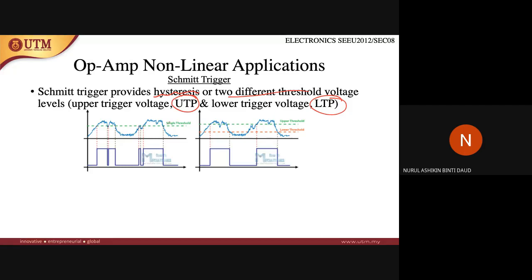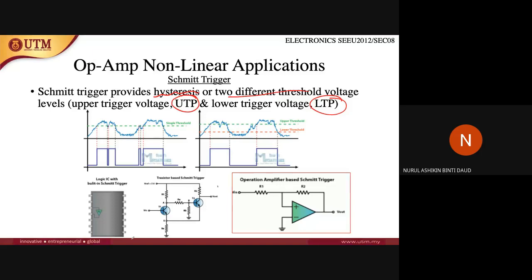But for this Schmitt trigger, we have two thresholds to control this signal, the upper threshold and the lower threshold. Okay, so we actually have three types of Schmitt trigger. Besides the OP amp, we have different types of Schmitt trigger. We have the logic IC Schmitt trigger, we also have the transistor Schmitt trigger, and we also have the operational amplifier Schmitt trigger.